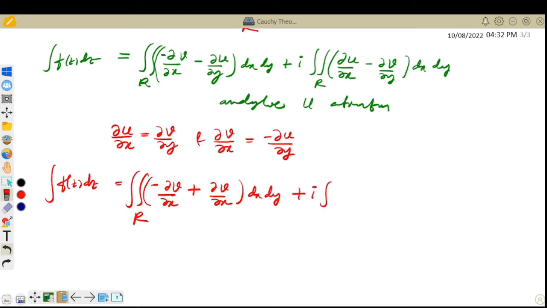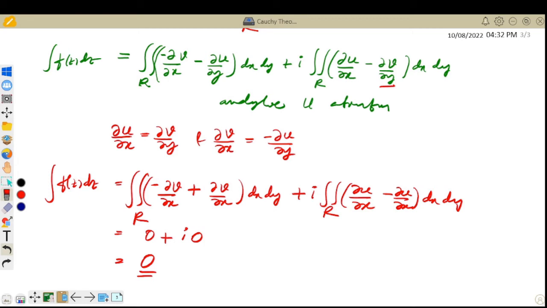Similarly, plus i times double integration over the region R. You can write dou u by dou x as it is. What is dou v by dou y? Dou v by dou y is the same as dou u by dou x. Look at, so minus and plus get cancelled. Integration of 0 is 0. Here also this is i times 0. So this total is 0. So that's it. So integration over a closed curve C, f(z) dz is equal to 0.